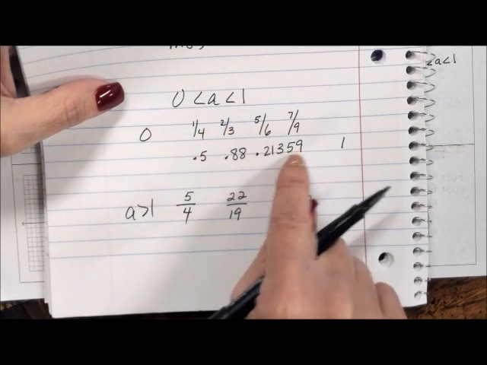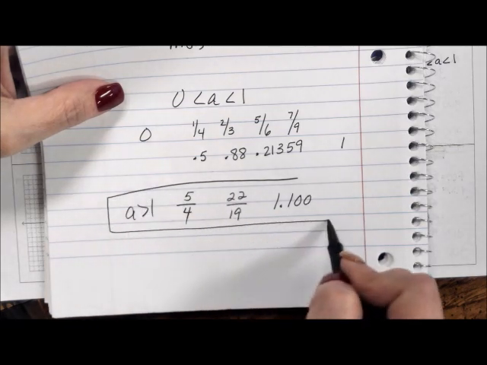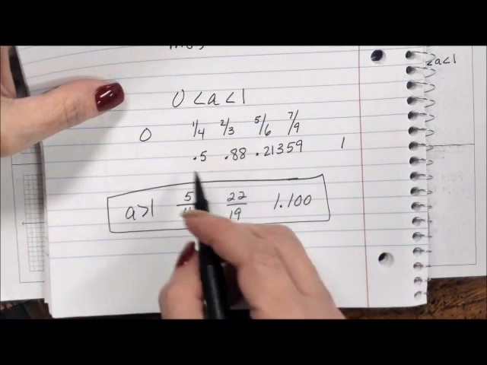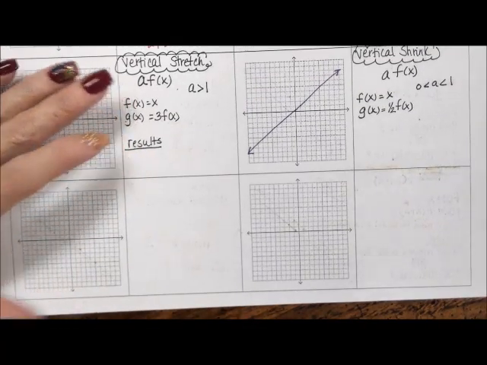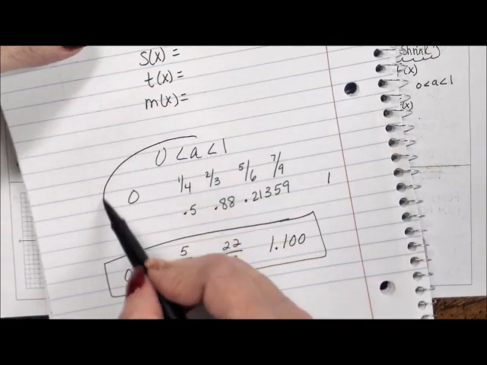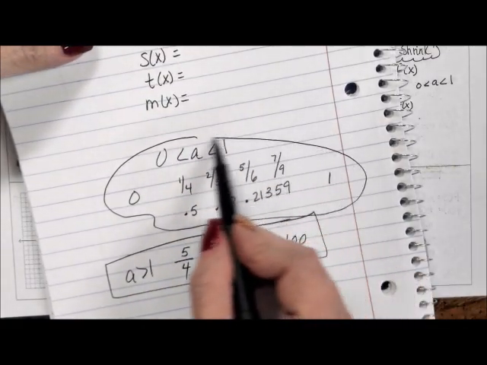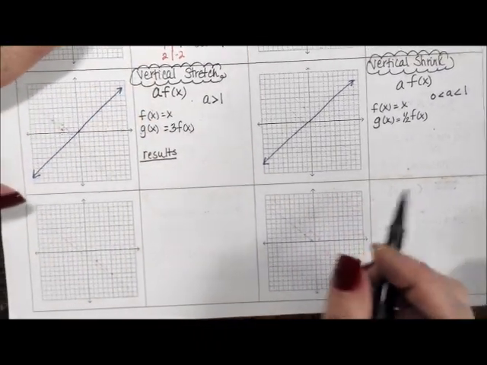So pay attention when you're looking at this. It could be a fraction, but if it's bigger than 1, then we're falling into that first category, this vertical stretch. If I'm over here and I am a fraction or a decimal between 0 and 1, then I'm falling under the shrink category.